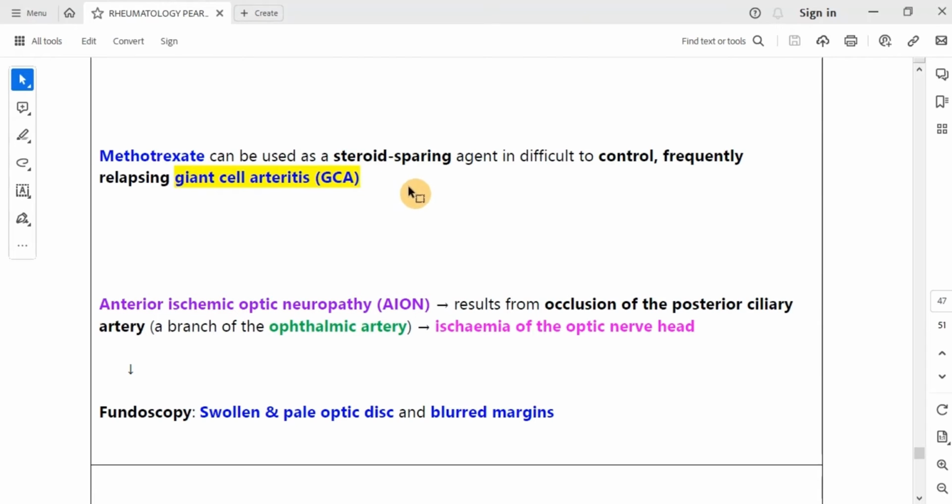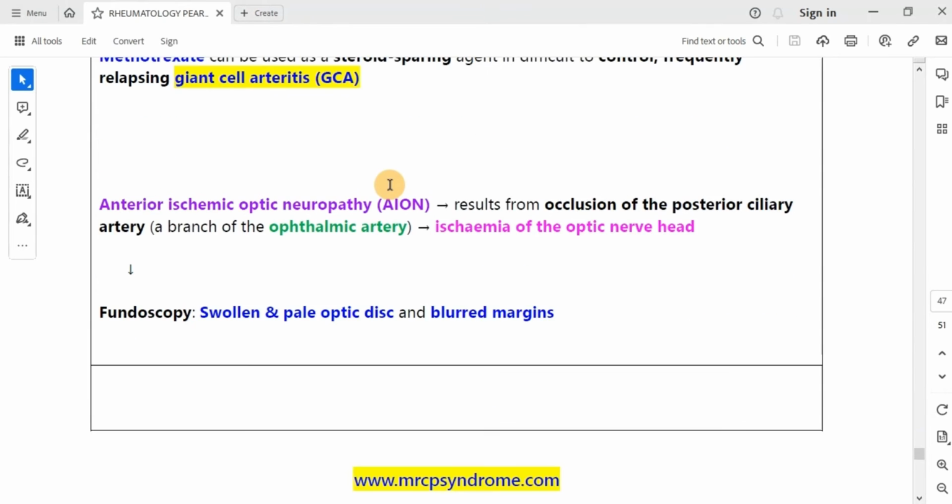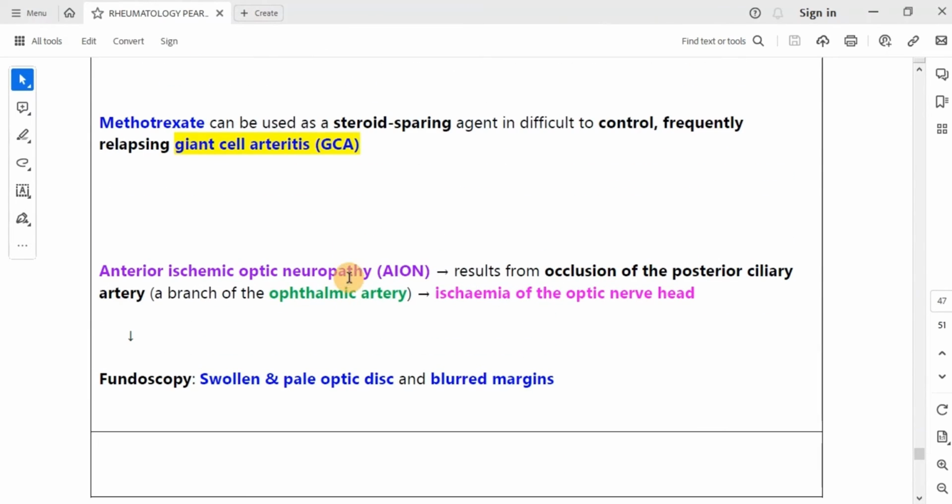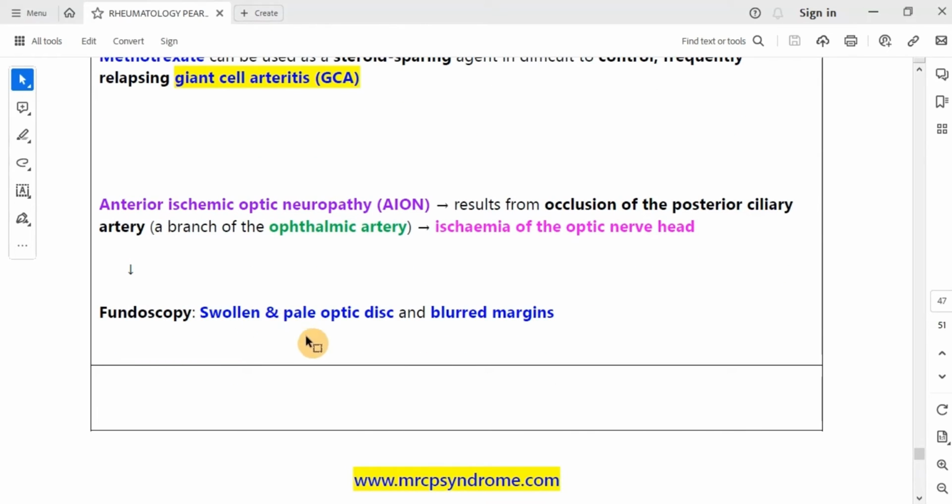Methotrexate can be used as a steroid-sparing agent in difficult to control, frequently relapsing giant cell arteritis. Anterior ischemic optic neuropathy results from occlusion of the posterior ciliary artery, a branch of the ophthalmic artery, which will ultimately lead to ischemia of the optic nerve head, and on fundoscopy we'll see a swollen, pale optic disc with blurring of the margin.